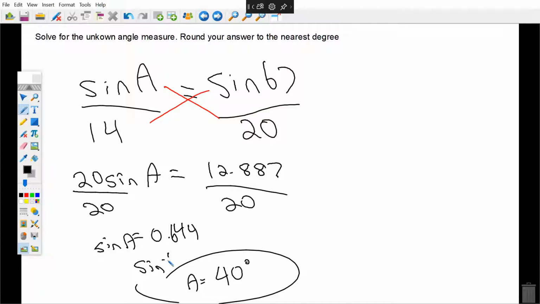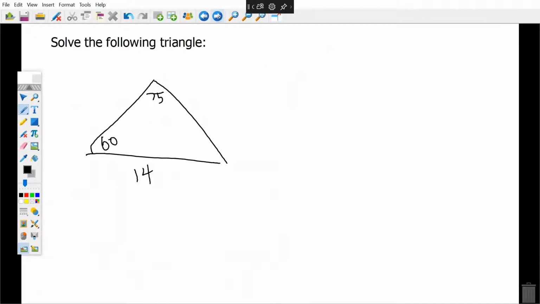Okay, let's try 2 more. Here I need you to solve the following triangle. Okay, so I need every angle and every side length, please and thank you.